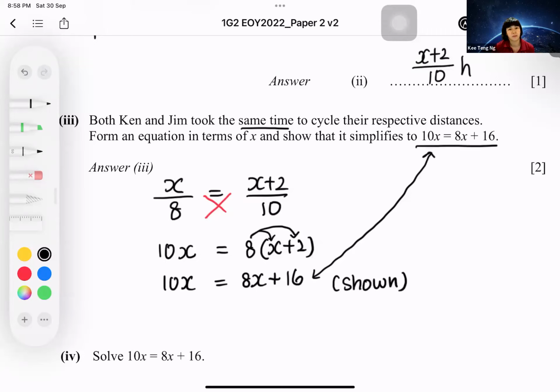So the question says form an equation and show. I form the equation, and then I simplify and show. So this one is show.